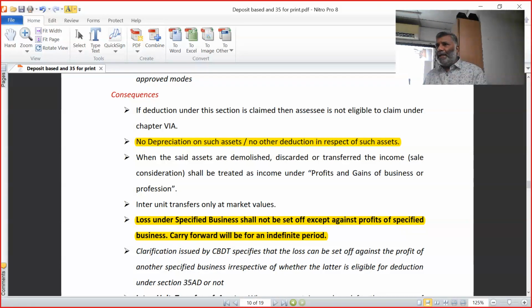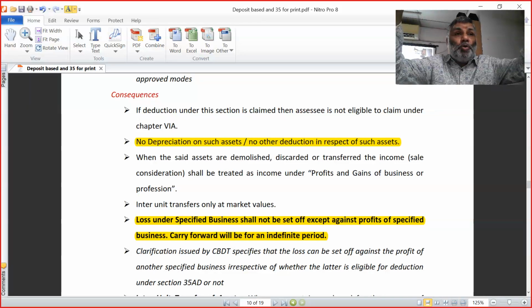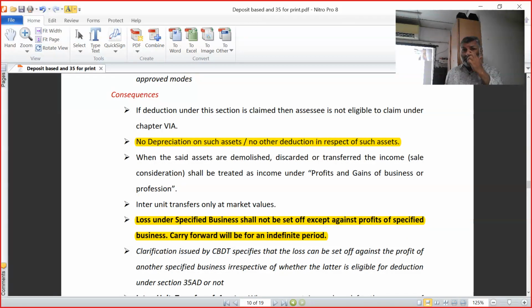Now I gave you an example of Shakti Sugars. Let us take hotel or hospital, etc. I already have a hotel which was constructed some 15-20 years back, around 2000, when specified business under 35AD was not in existence. Repeating, it is not coming under 35AD because 35AD was not there at that time. Now I start another hotel which is eligible under 35AD.